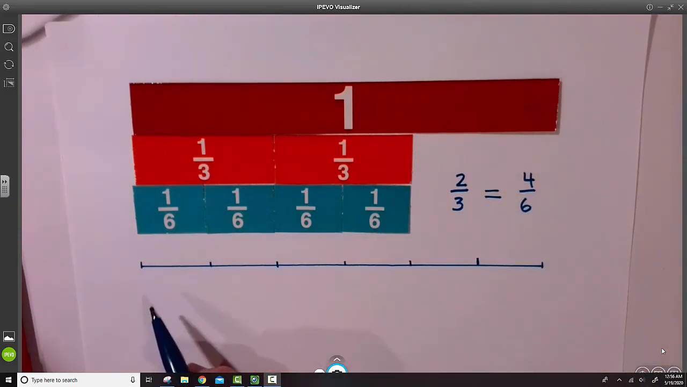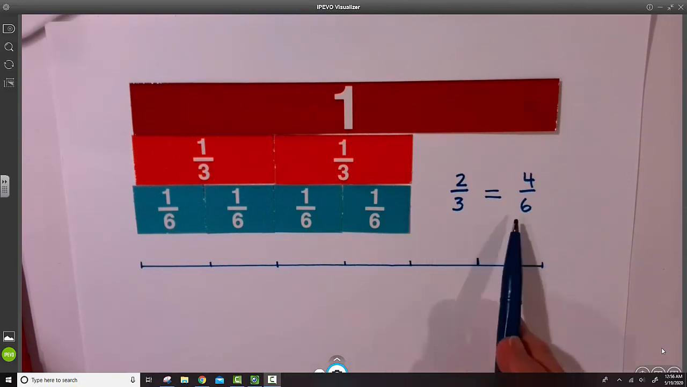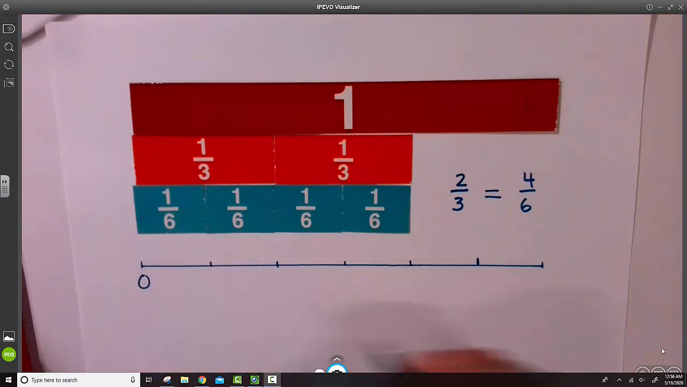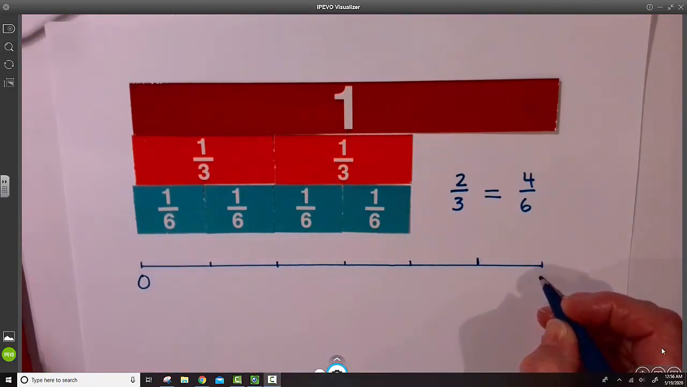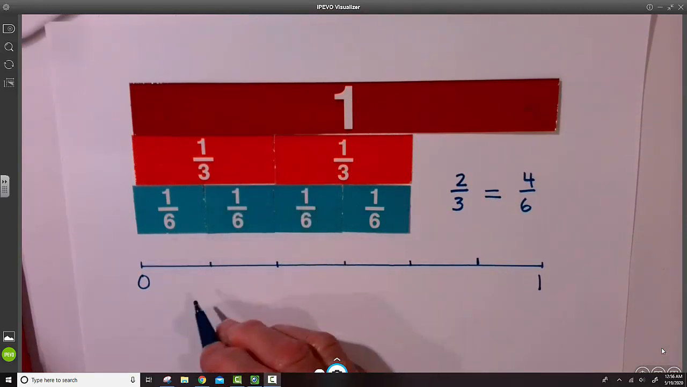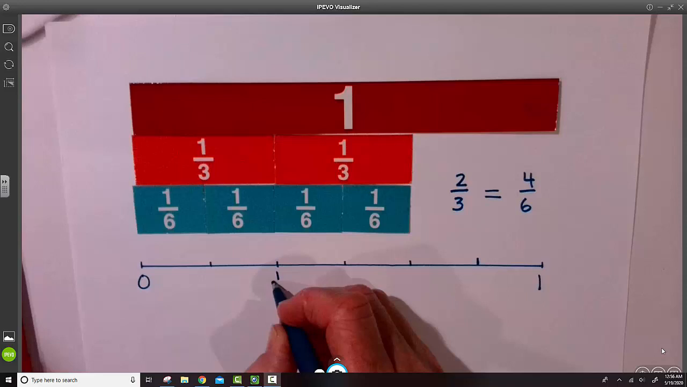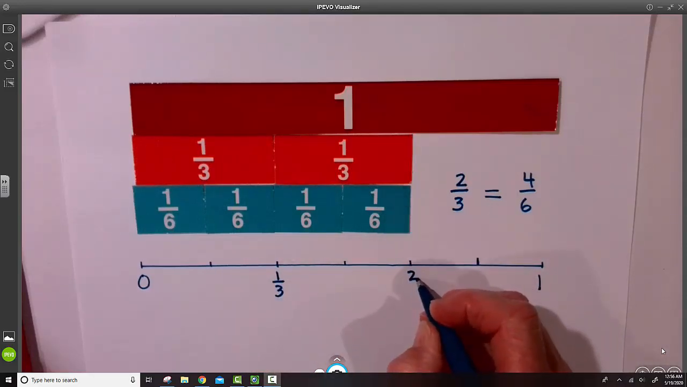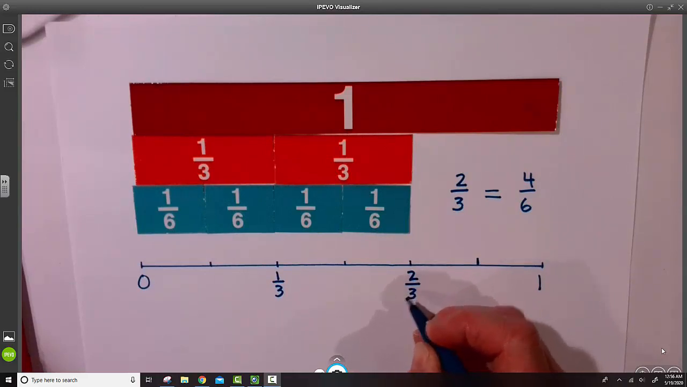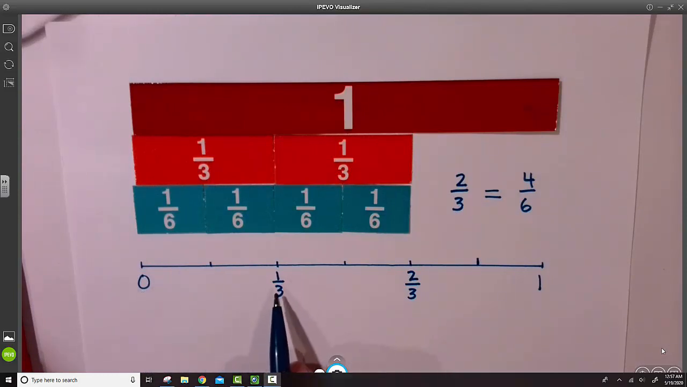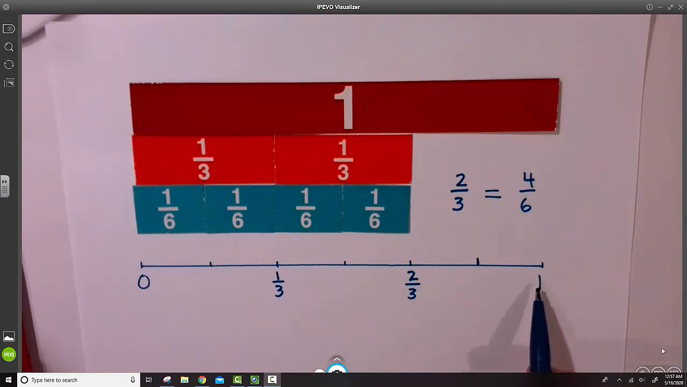Let's now represent that same information on a number line. We begin at 0, and our number line is ending at 1. We'll begin with 2/3. So we have our number line broken into 3 parts. We begin with 0 or 0/3, 1/3, 2/3, and 3/3 or 1.